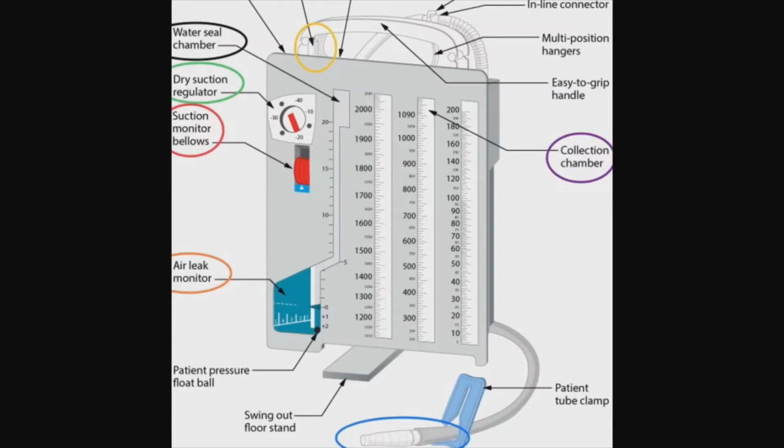With dry suction, you also have higher suction pressure options, and there's no bubbling and no evaporation, so you don't have to keep refilling that chamber with water, and it's also a lot quieter because there's no bubbling in the suction control chamber.